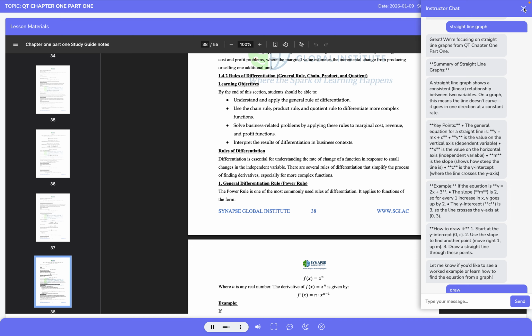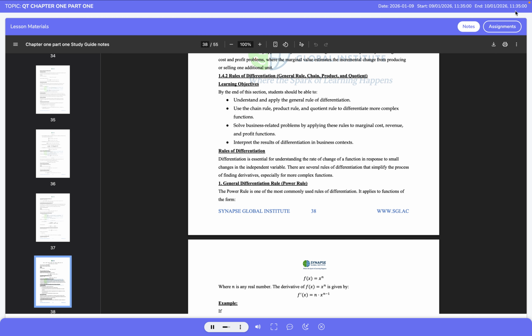By the end of this section, you should be able to understand and apply the general rule of differentiation, use the chain rule, product rule, and quotient rule to differentiate more complex functions, solve business-related problems involving marginal cost, marginal revenue, and marginal profit, and interpret the results of differentiation in business contexts. Differentiation allows us to understand how a function responds to small changes in the independent variable, and these rules simplify the process of finding derivatives when functions become more complicated.